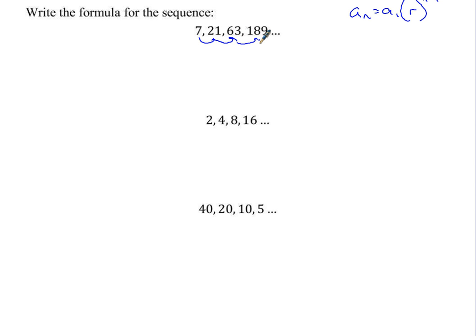Yeah, we do have to multiply by the same number all the way through, otherwise it's not a geometric sequence. So always watch out for that. But now that we know that, we can write the equation. A sub n equals what? The first term, 7, times 3 to the n minus 1 power. And that's the answer.